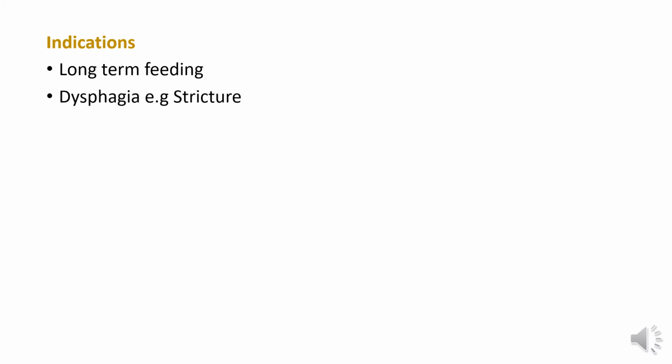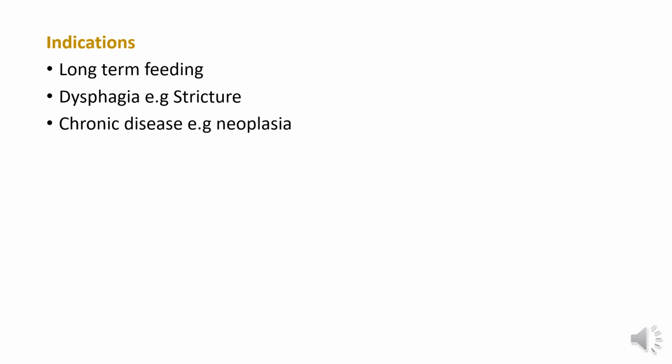Now, dysphagia. If the patient has dysphagia, where the esophagus is affected, maybe in stricture or in cancer, you can as well do a gastrostomy or a jejunostomy because the GIT is still intact.